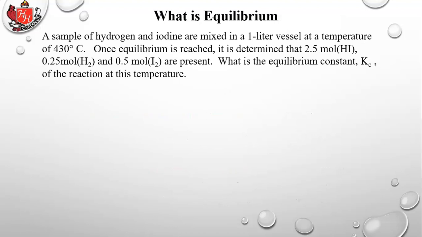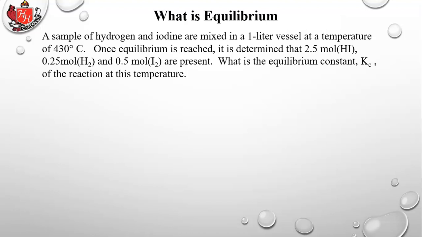So we're going to actually use some numbers. A sample of hydrogen and iodine are mixed in a 1 liter vessel at a temperature of 430 degrees centigrade. Once equilibrium is reached, it is determined that 2.5 moles of HI, hydrogen iodide, 0.25 moles of H2, and 0.5 moles of I2 are present. What is the equilibrium constant Kc of the reaction at this temperature?